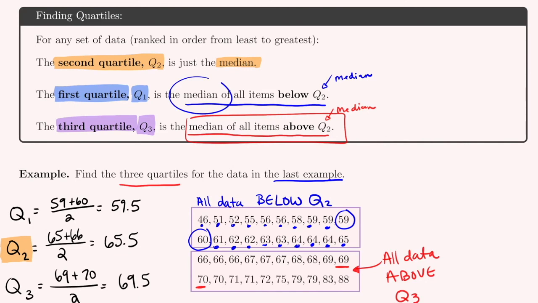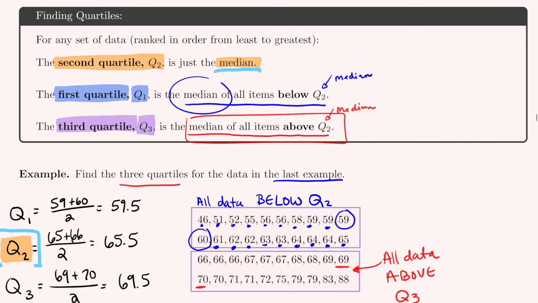So just a quick review of this type of problem. We've got 3 new definitions: the first quartile, the second quartile, and the third quartile. Whenever we're asked these types of quartile problems, we need to remember that we must first find the second quartile, because the second quartile is what everything else is based off of. And keep in mind, the second quartile is just the median.